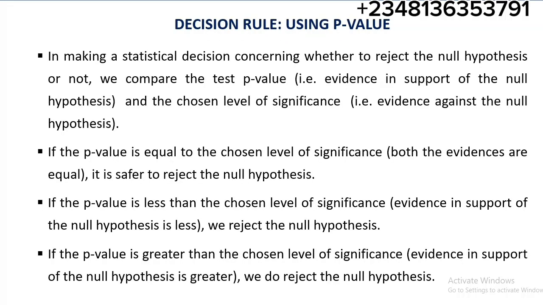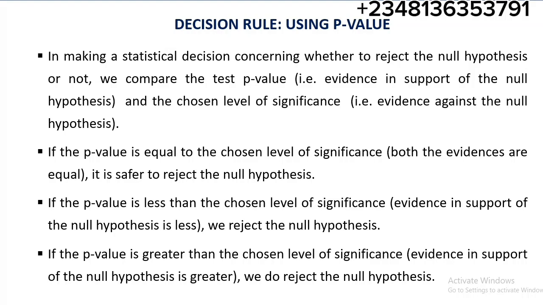Now, decision rule using p-value. In making a statistical decision concerning whether to reject the null hypothesis or not, we compare the test p-value, that is the evidence in support of the null hypothesis. P-value is the evidence in support of the null hypothesis. And the chosen level of significance, that is the evidence against the null hypothesis.